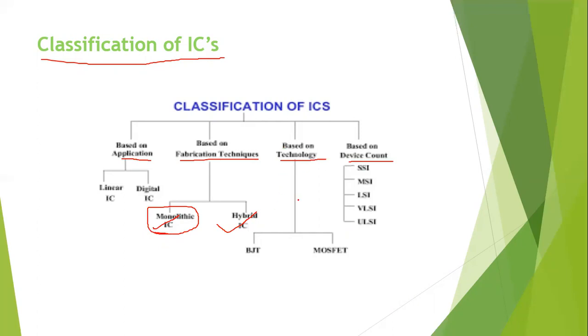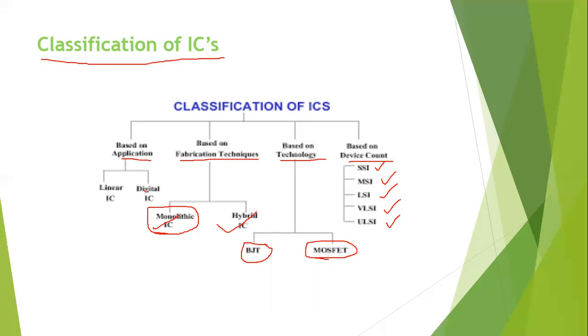And based on technology, this is divided into three types actually. From that we have taken BJT, bipolar junction transistors, and MOSFET or metal oxide semiconductor field effect transistor. And based on device count, we have 5 different types of IC integration technologies, that is small scale integration, medium scale integration, large scale integration, very large scale integration, and ultra large scale integration. So these are the classification of ICs.